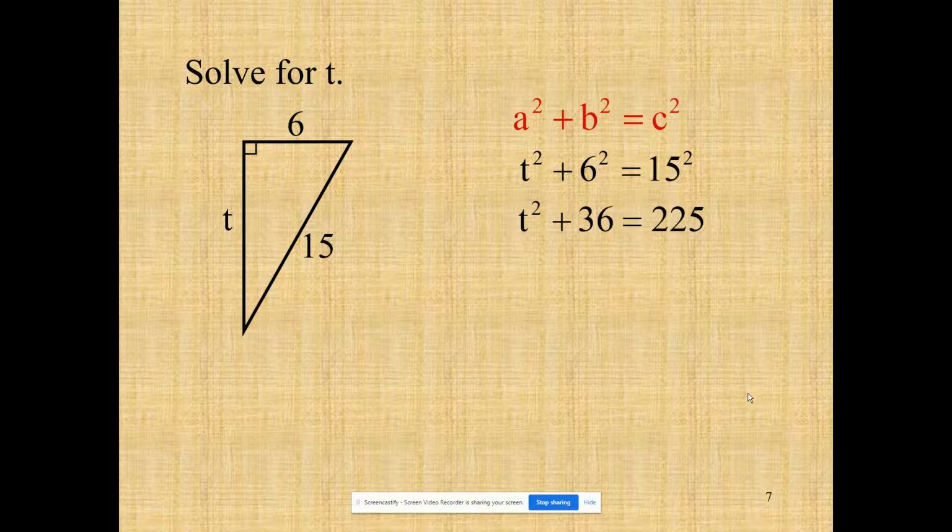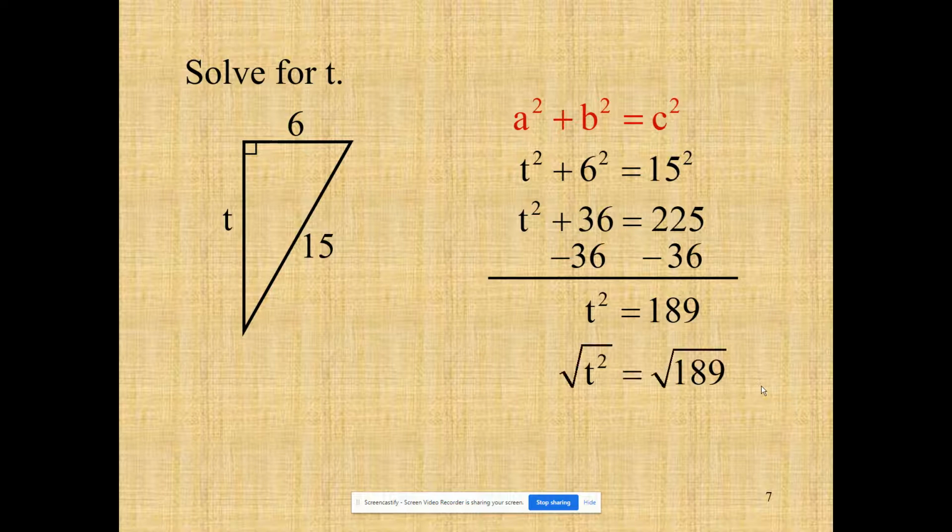I have t squared plus 36 equals 225. Oh my, what am I going to do? I'm going to subtract 36 from both sides. And when I do that, I have t squared equals 189.